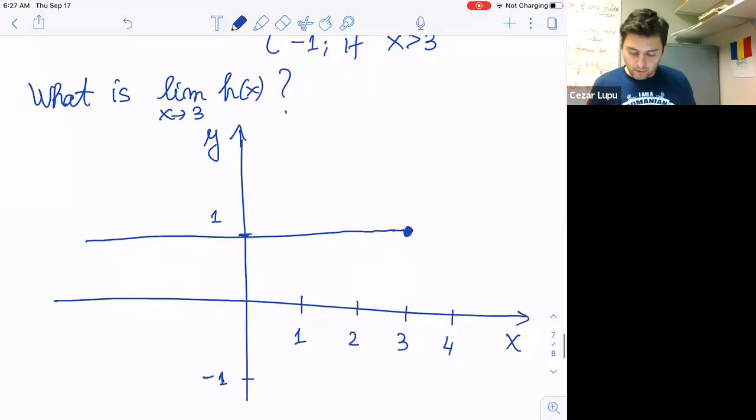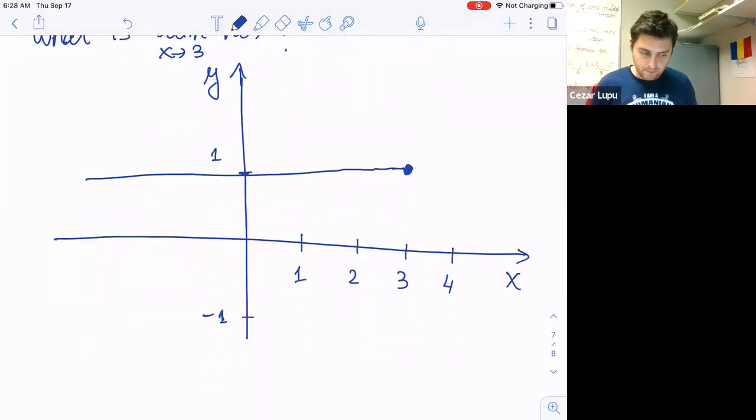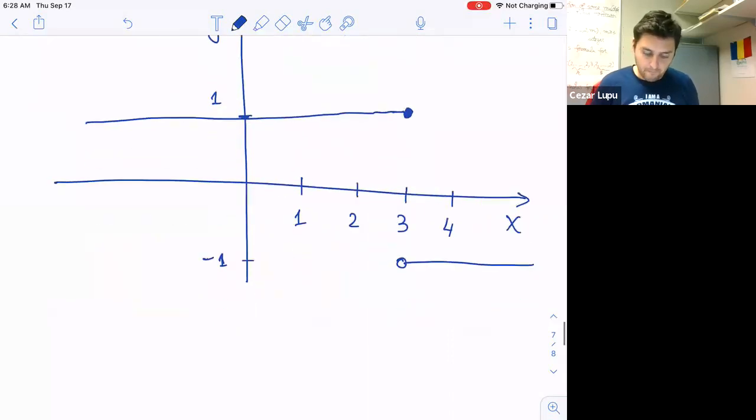And also, I know that for x greater than 3, so I will not include this, is -1, and it goes like this. So this will go like this, this will go like this.